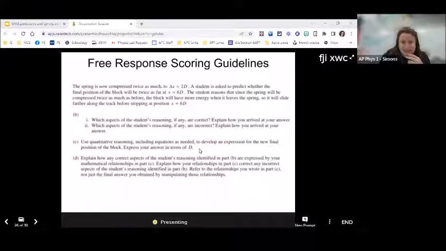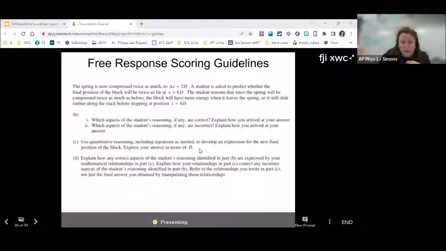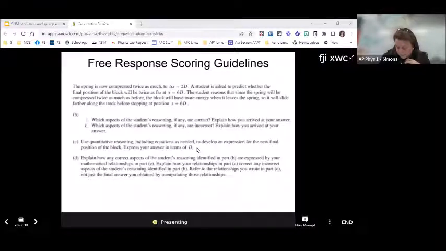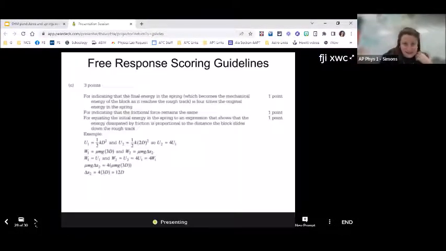Quantitative reasoning. We can use equations. Can we figure out where that new position is going to be? We kind of danced around that a little bit. So let's look at the key here. We can look at our starting potential energy and then our new potential energy. So yes, we are quadrupling the amount of energy compared to what we started.